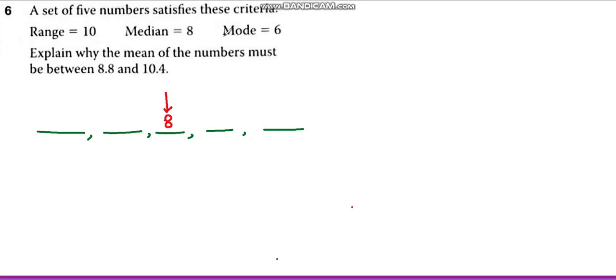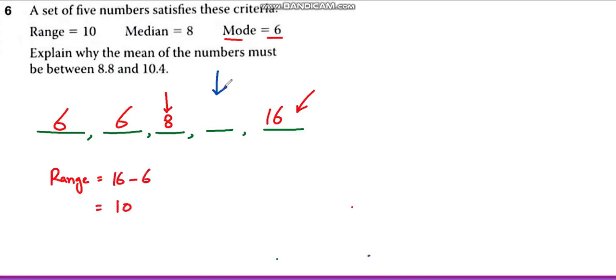Now to satisfy this condition that the mode should be 6, these 2 blanks should be filled with 6, because we have to maintain the ascending order as well as the other condition that the mode should be 6. So I'm taking 6 for both of these blanks. Now the range should be 10. So the only possible maximum number that I can put here is 16, because by taking 16 here, the range, meaning the difference of the maximum and minimum value, becomes 10.